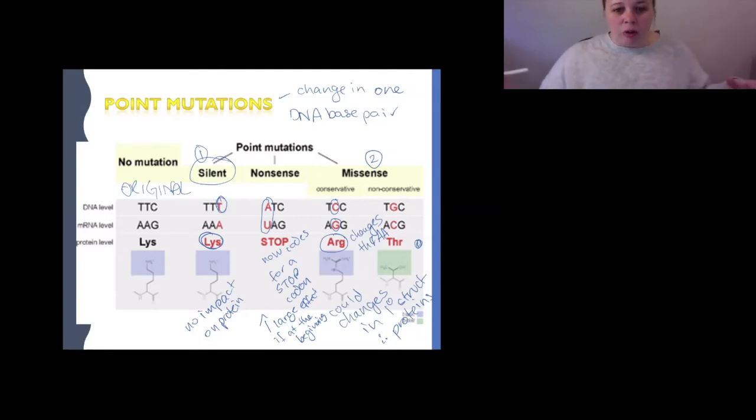So overall, the severity of your point mutations can vary from 0 impact with a silent mutation, to some impact with a missense mutation, depending on how bad it is. We could have a large impact with a missense mutation where you change a whole amino acid, or it could even have a larger effect if you get a nonsense mutation, which is where you stop your protein early, or stop your polypeptide chain early. So that does kind of depend there.